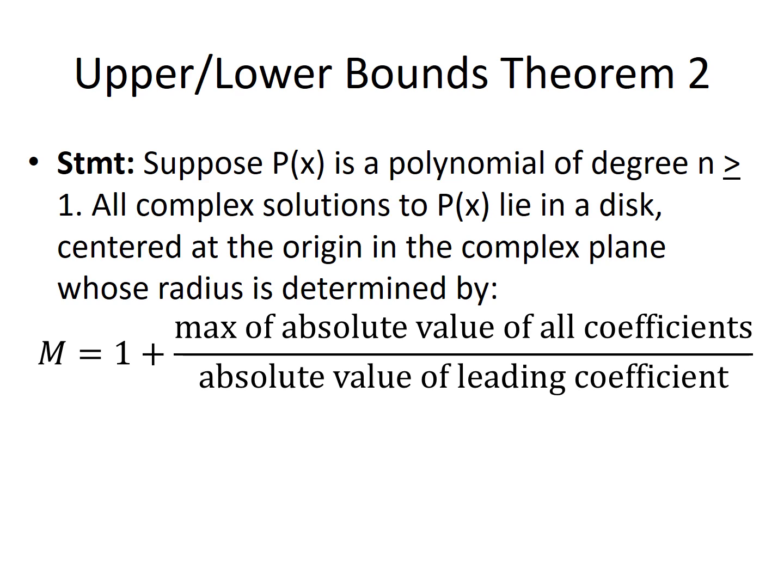Suppose p of x is a polynomial of degree n greater than or equal to 1. Then all complex solutions to p of x will lie in a disk centered at the origin in the complex plane, whose radius is determined by this formula. You take the maximum of the absolute value of all coefficients, divide out the absolute value of the leading coefficient, and then add 1 to that result. And that will be the radius of the disk that will encapsulate all solutions to the polynomial.